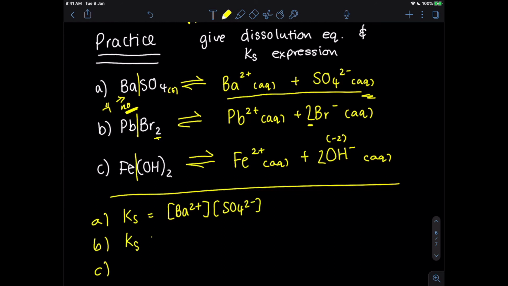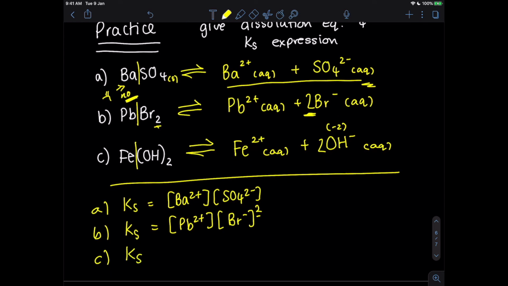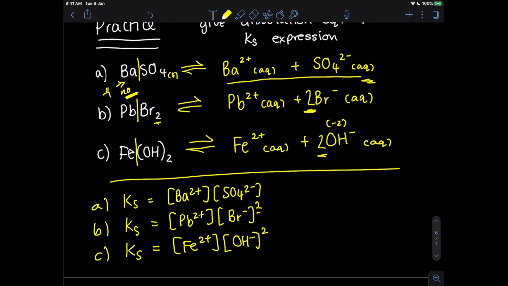The Ks for the dissolution of lead bromide would be the concentration of the lead 2+ ion multiplied by the concentration of the Br- ion raised to the power of its molar ratio, which in this case is 2. And finally, Ks for iron hydroxide would be the concentration of Fe2+ multiplied by the concentration of its OH- ions raised to the power of its molar ratio.